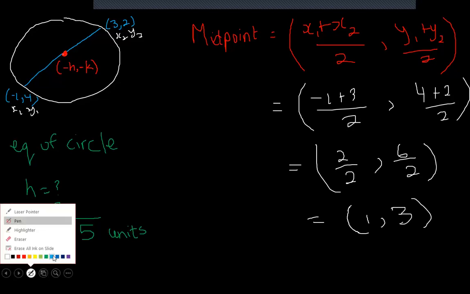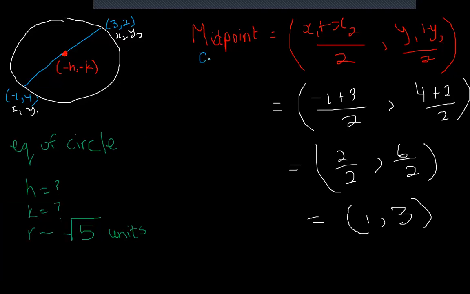So the midpoint, which is the center in this case, this point right here, the center of this circle is equal to 1, 3. So 1, 3. That's the coordinates of the center. But remember the center is minus h and minus k. So that means minus h is 1 and minus k is 3. That's not what we want. We're looking for h and we're looking for k.